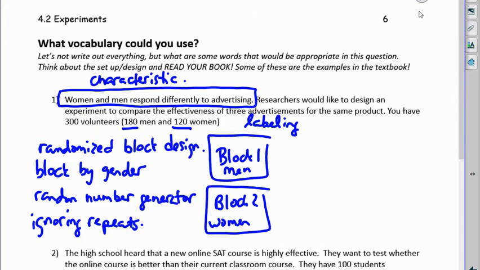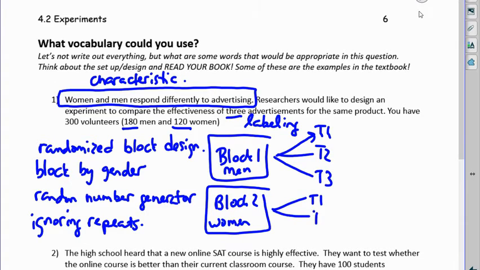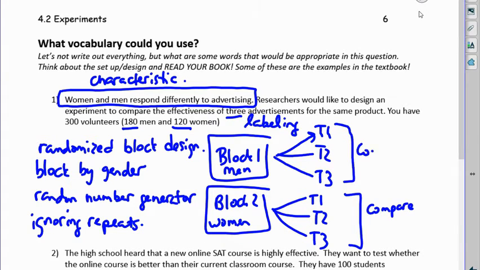Then it looks like you need 3 advertising groups. So you're going to have treatment 1, treatment 2, and treatment 3. And then you're going to have the same thing for women, treatment 1, treatment 2, treatment 3. Then you're going to be comparing, and then you would compare the overall results.